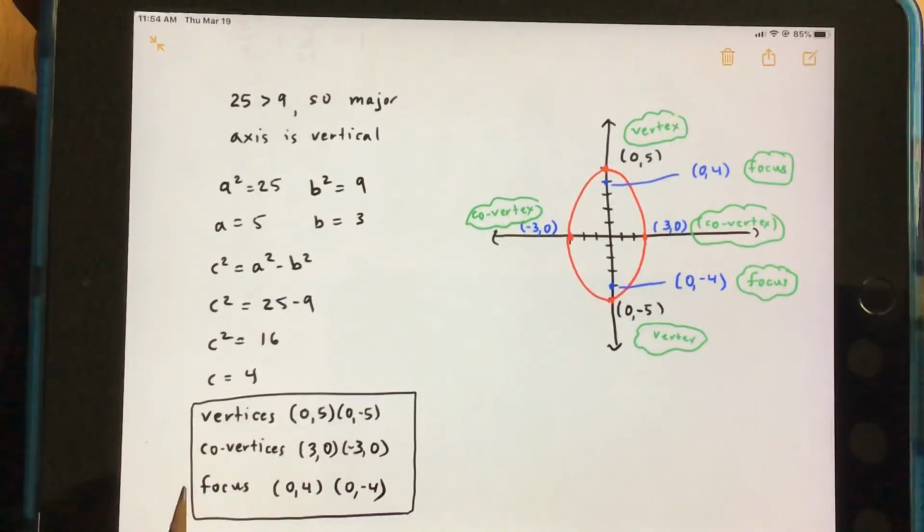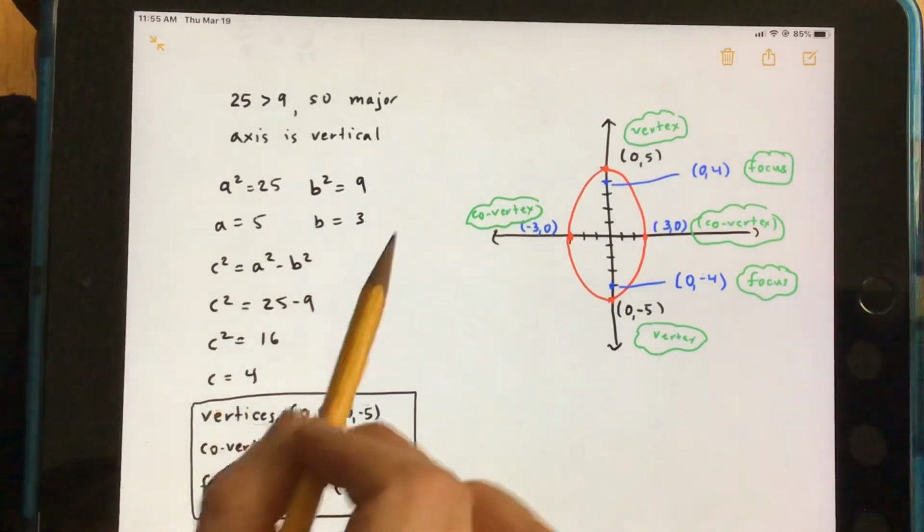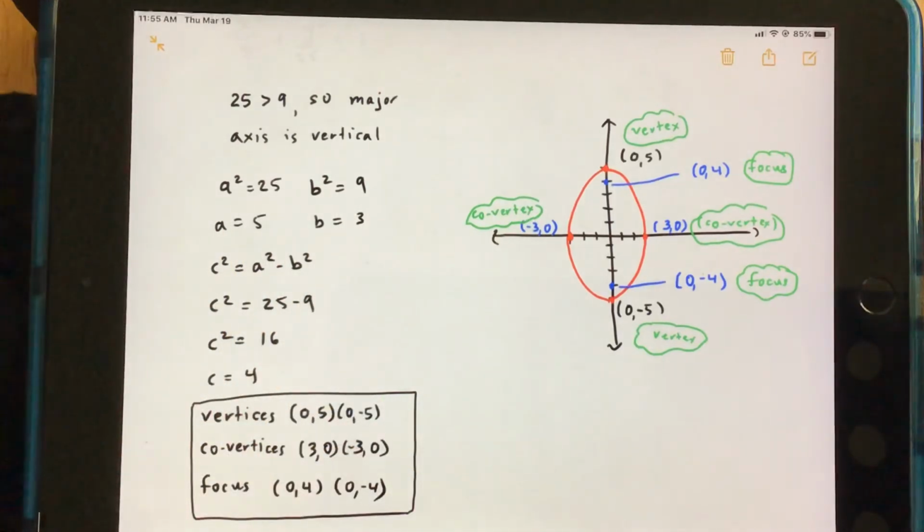Okay, now we're ready to write our vertices, covertices, and foci. Again, to know where those zeros are, we ask ourselves, well, which is the major axis? Well, this time it's the vertical axis, and the vertical axis lies on the y-axis, and on the y-axis our x-coordinates are always 0. That means our covertices lie on the x-axis, and on the x-axis our y-coordinates are always 0. And we're pulling the 5, negative 5, 3, and negative 3 from the information that we worked out up here. Our foci, which will lie on the major axis, which in this case is the vertical axis, based on our c value here are (0, 4) and (0, negative 4).